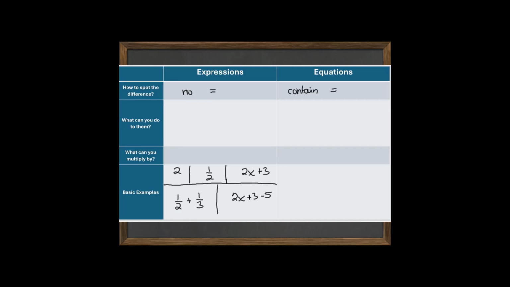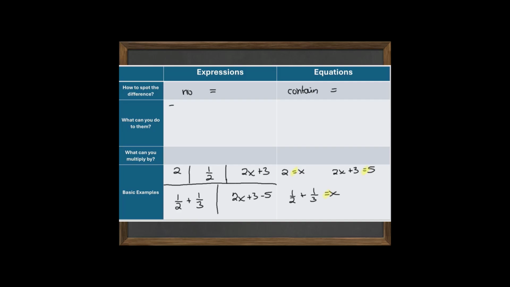Okay, so let's look at examples of equations. So an equation, right, would be maybe like 2 is equal to x, or I could have 2x plus 3 is equal to 5, or maybe I have 1/2 plus 1/3 is equal to x. So again, notice in all of these, I actually have an equal sign. So the reason this is so important is because it determines what you can do to them, and specifically what you can multiply them by.